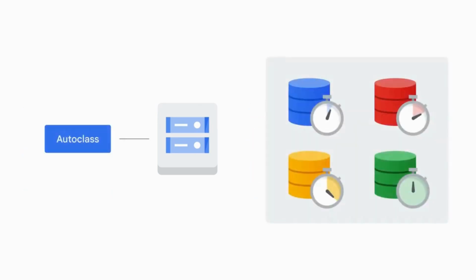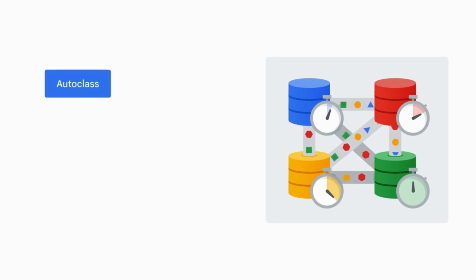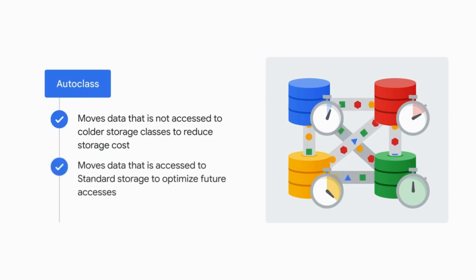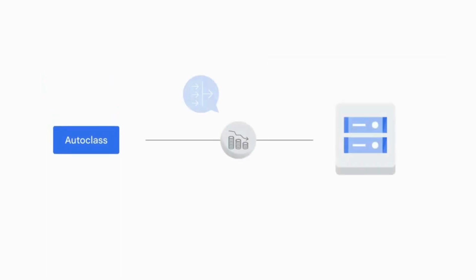Cloud storage also provides a feature called AutoClass, which automatically transitions objects to appropriate storage classes based on each object's access pattern. The feature moves data that is not accessed to colder storage classes to reduce storage costs and moves data that is accessed to standard storage to optimize future accesses. AutoClass simplifies and automates cost saving for your cloud storage data.